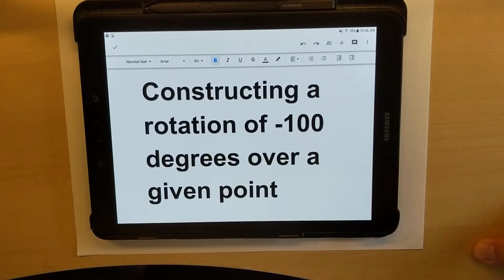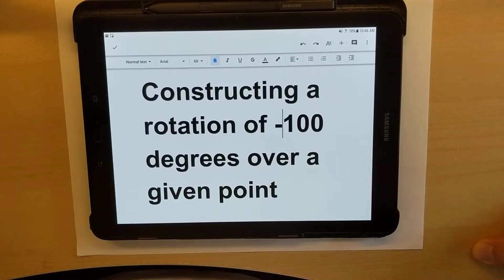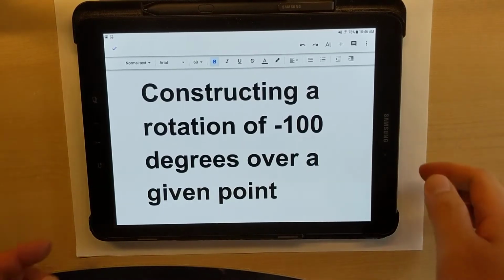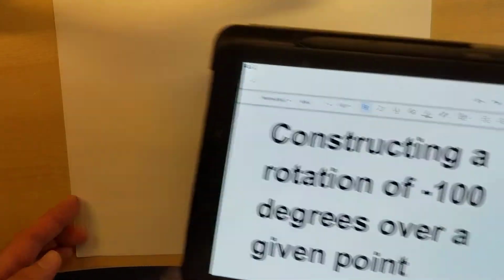Hello students, in this video I will go through the steps needed to construct a rotation of negative 100 degrees over a given point. Alright, so what I want you to do is on a sheet of blank paper, we're going to start by drawing something to rotate a negative 100 degrees over. And I want everyone to be consistent with what I'm about to do.